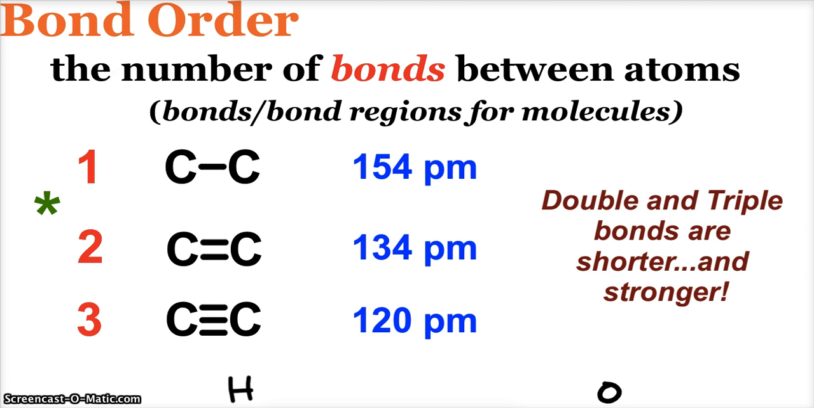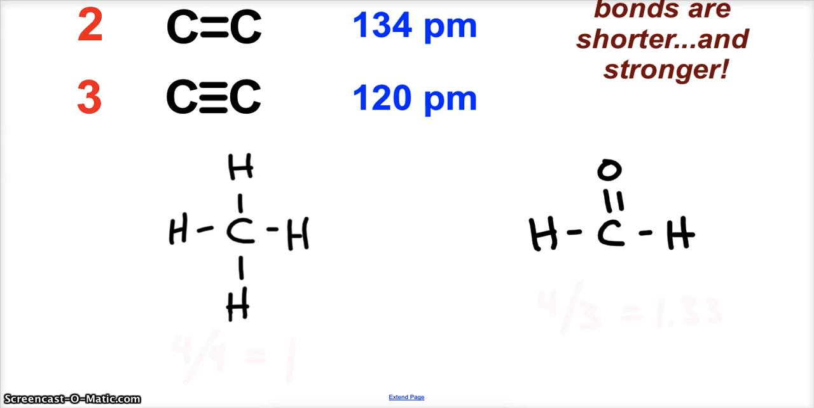So again, when you're looking at a molecule, you're talking about bonds divided by bond regions. So let's look at a couple examples here. First, on the left, CH4, methane. I see that I have 4 single bonds, 4 bonds, and they're found in 4 different places, 4 bond regions. So for this molecule, 4 divided by 4, I have a bond order of 1. Pretty much, if you have a bond order of 1, whether it be for a molecule or for just between two atoms, we're talking a single bond.